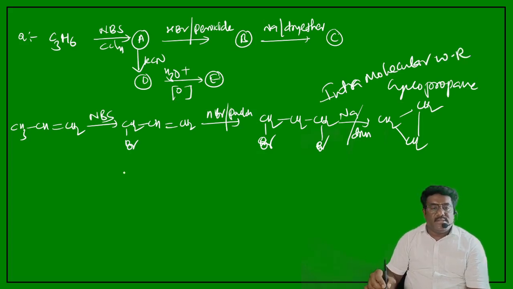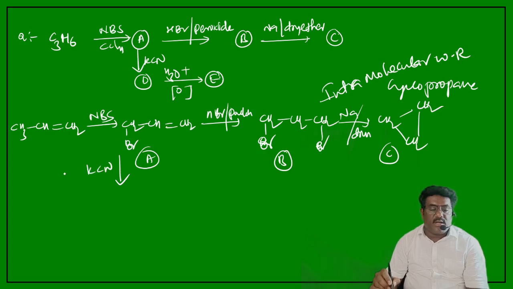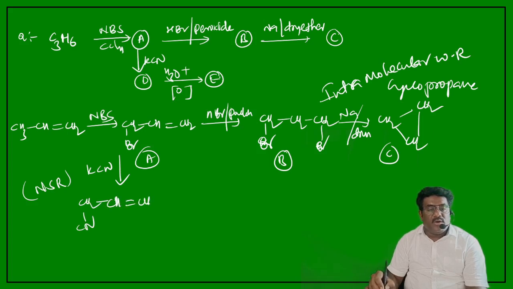It is the A product, it is B, it is C. Here, reacting A with KCN, potassium cyanide, it undergoes nucleophilic substitution reaction, and it gives CH2CN-CH=CH2.